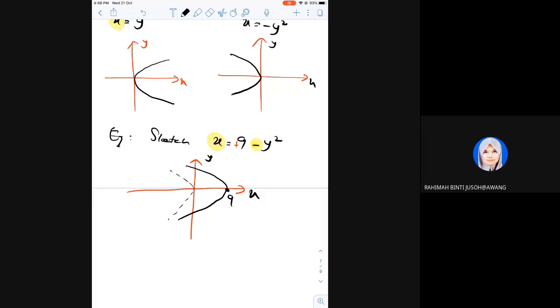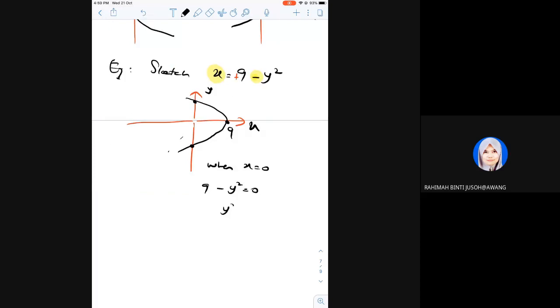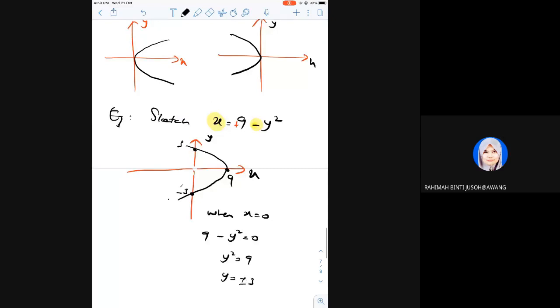Alright. So now, how do we know? Ini saya padam lah. So now, how do we know the coordinate here and here? So it of course lah, dia adalah when X equals to 0, right? So when X equals to 0, 9 minus Y squared equals to 0. So Y squared equals to 9. Therefore, Y equals to plus minus 3. So here should be 3 and here should be negative 3 like that. Okay, so ini in general lah.